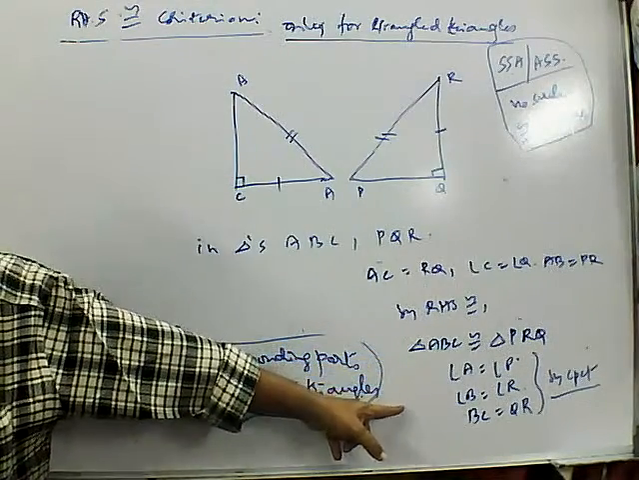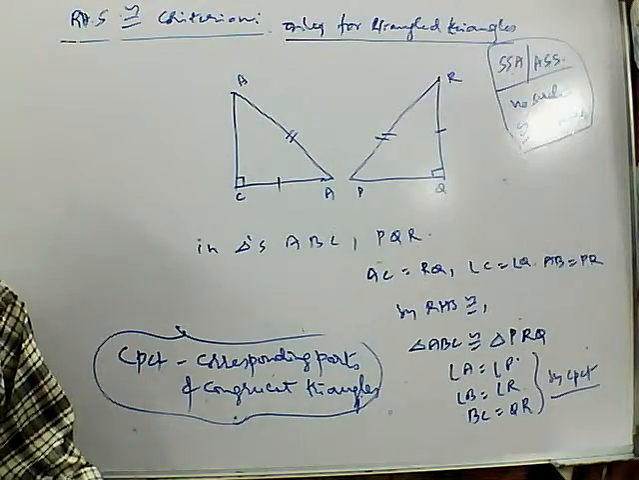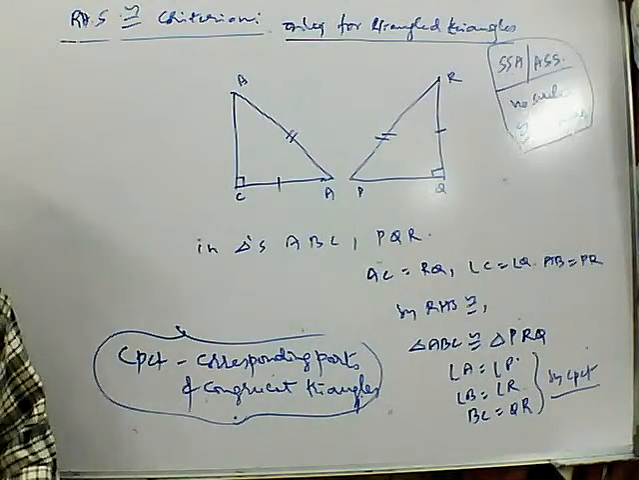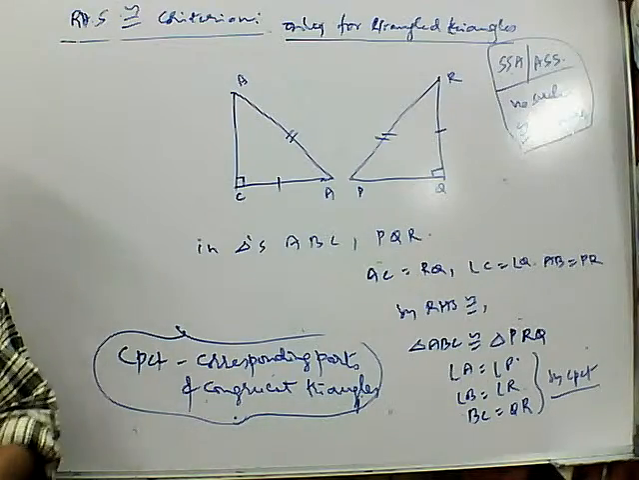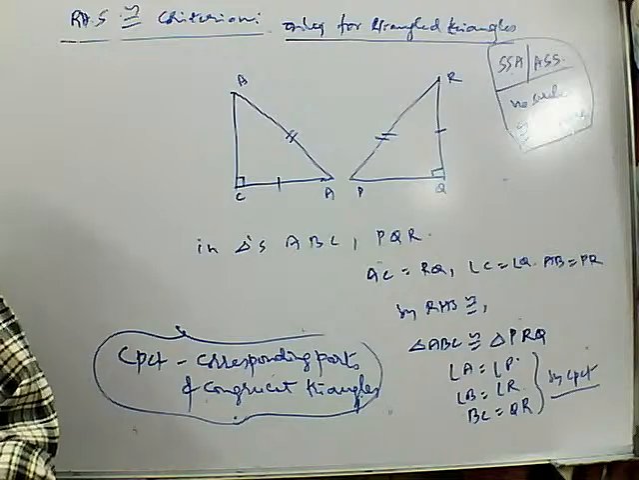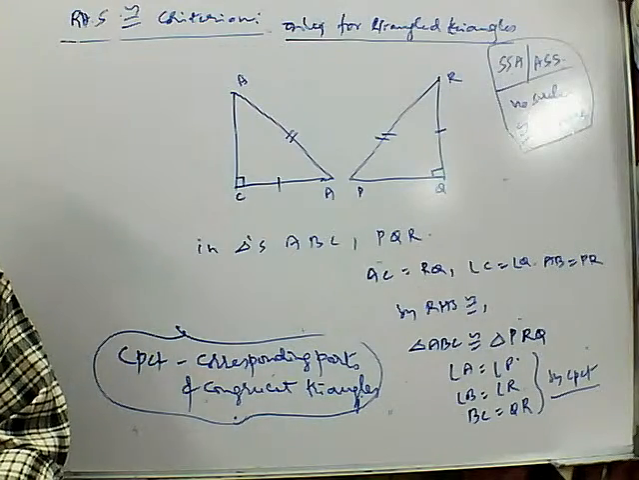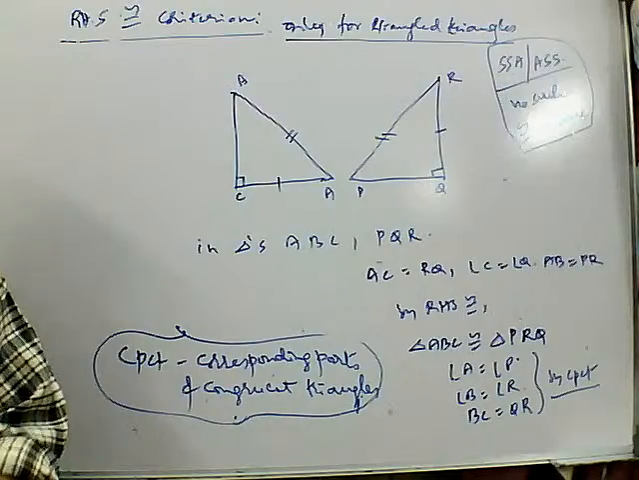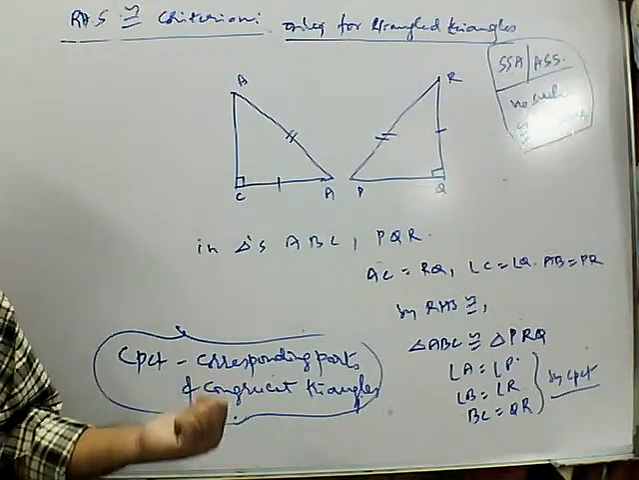You understood? Then CPCT, corresponding parts of congruent triangles, is understood now. Once the congruency establishes, CPCT follows. Once CPCT holds, congruency establishes accordingly. It works vice versa. I am your teacher of maths, so you are my students of maths. Likewise, it cannot be otherwise. It never happens that I am your teacher but you are not my students. So it is both ways, and congruency also follows the same.